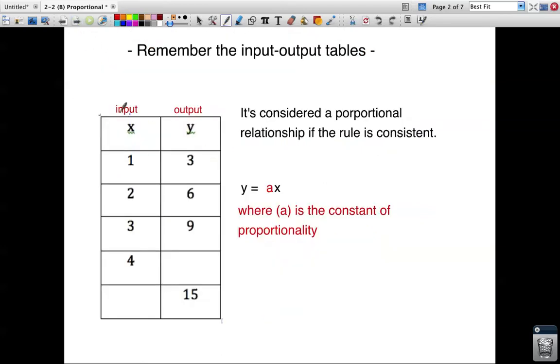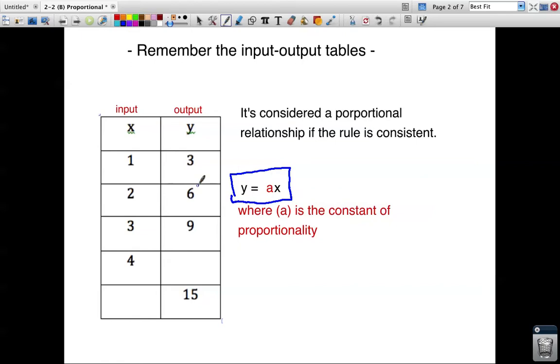So again, input-output tables, right? I have my X, I have my Y, I have my input and my output. It's considered a proportional relationship if the rule is consistent. Remember this rule that we looked at during our input-output tables: Y equals A times X. We're going to use A right here as the constant of proportionality.